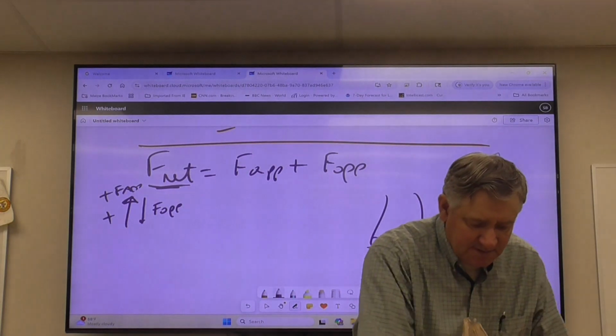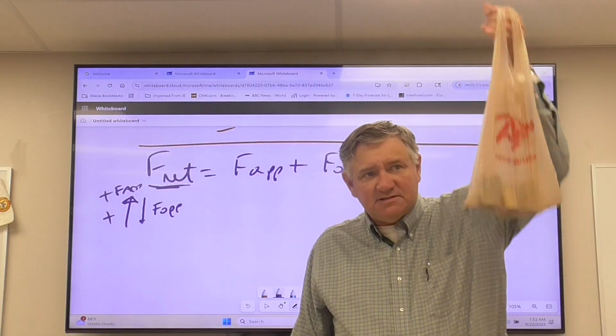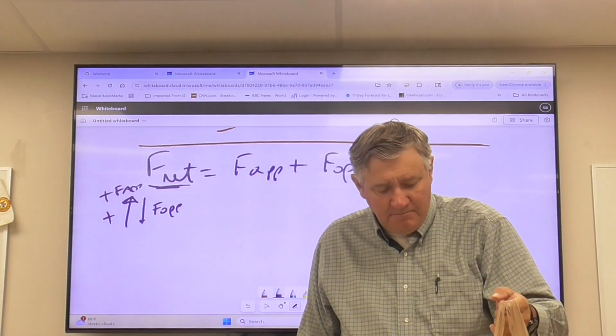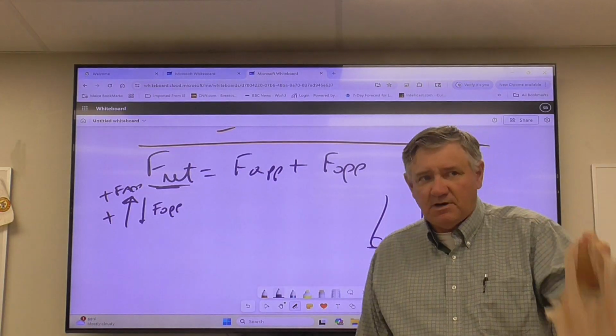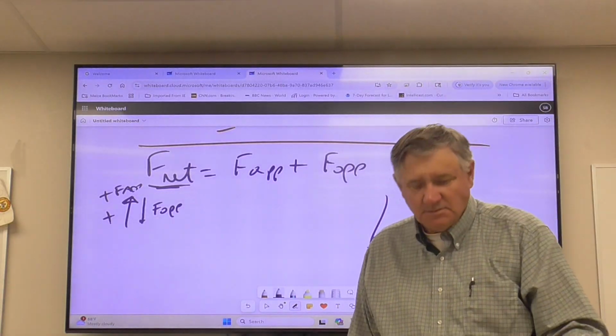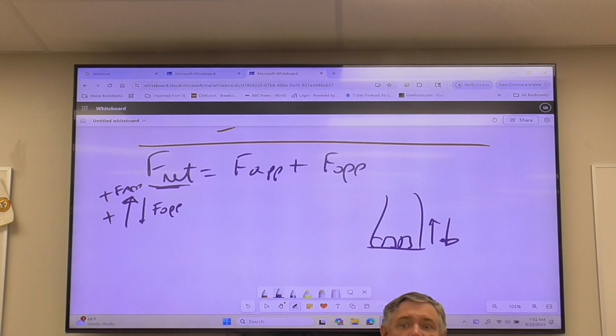So if I lift it up slowly, everything stays intact, right? But if I do the same thing, but I lift it up quickly, I rip out the bottom of the bag. Why do that? I know.